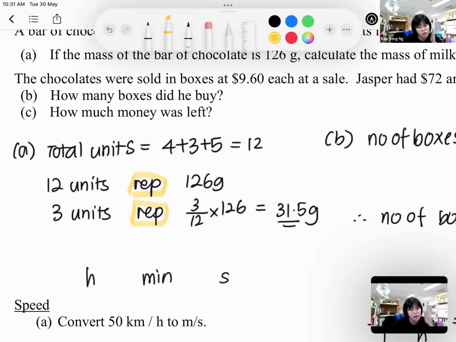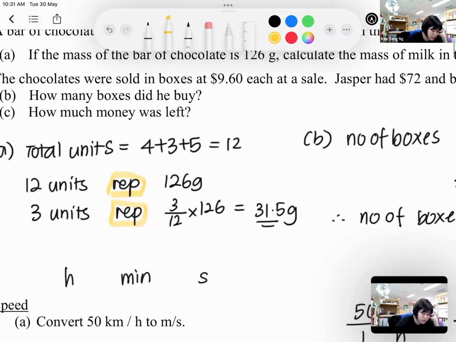But I am not the marker for end of year examination. The markers will be very strict. They may not accept arrow. Then you don't blame me. Don't say I never tell you. Okay. Next question.